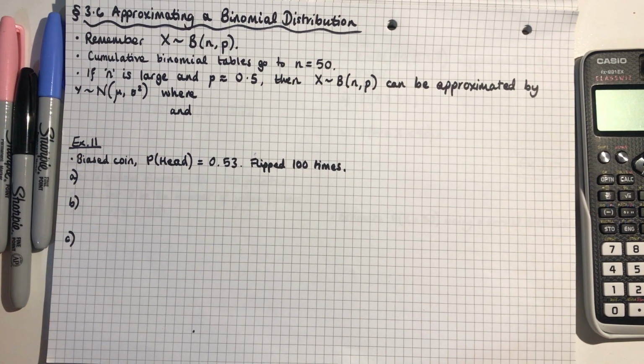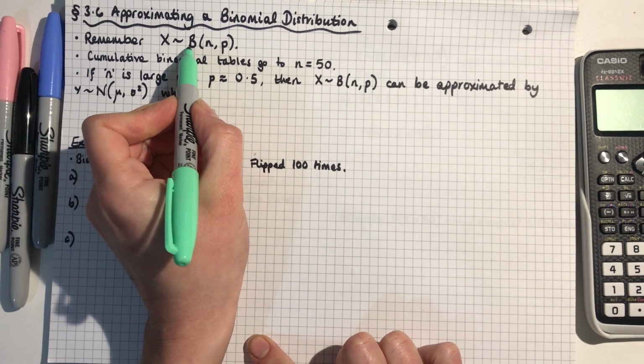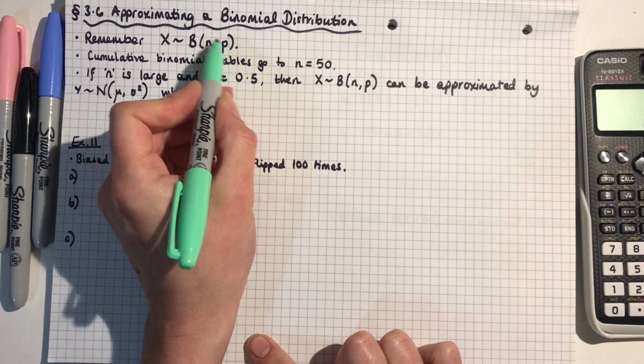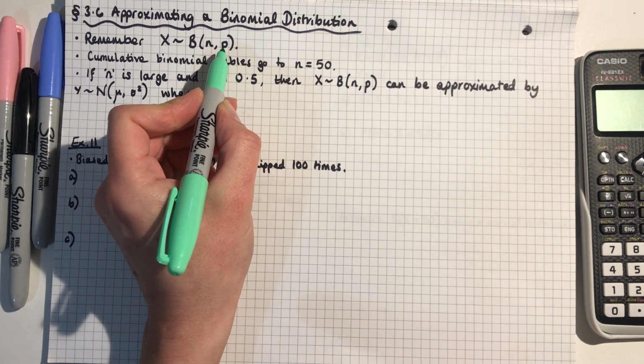Hello, and today we're going to talk about approximating a binomial distribution with a normal distribution. So back in year 12, in the first year of your course, you learnt about the binomial distribution and you learnt that a discrete random variable is binomially distributed with a number of trials n and a probability of success in each trial p if certain conditions were met.